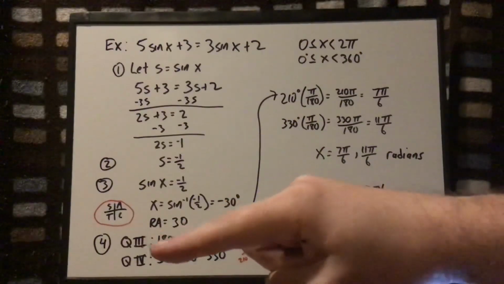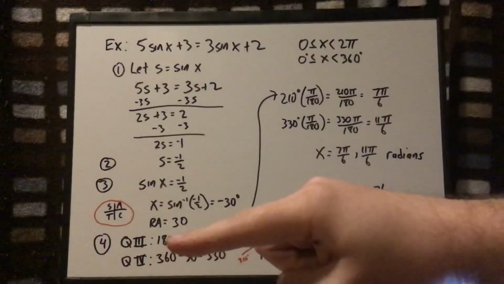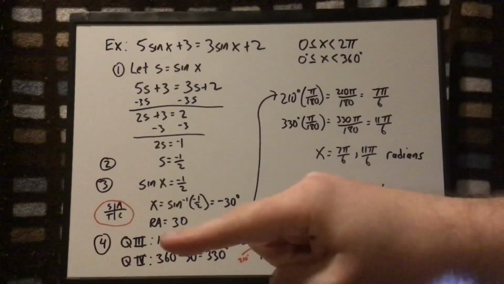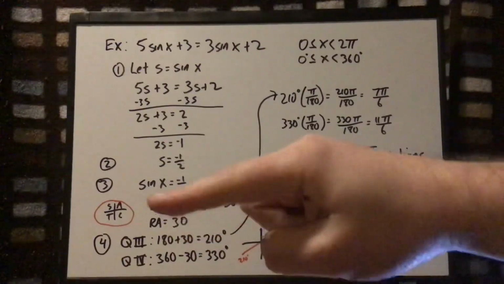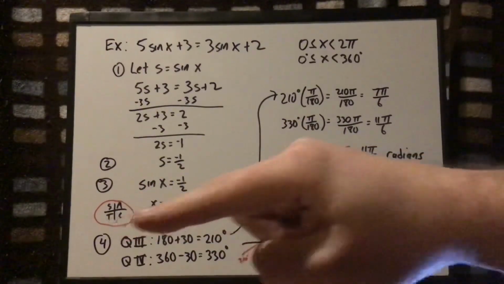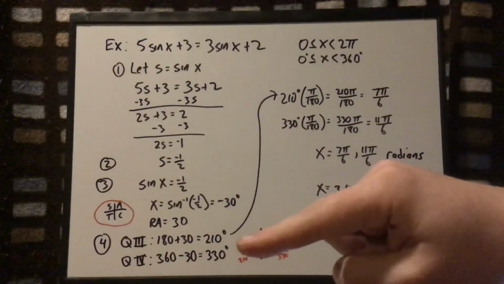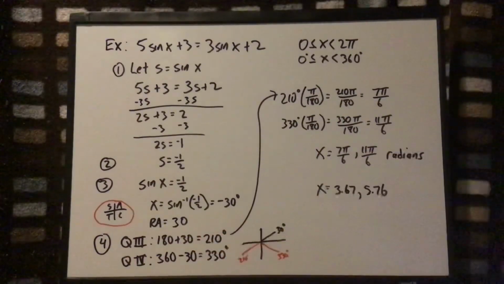My quadrant 3 angle is going to be 180 plus the 30. I need to go 30 degrees more into that quadrant. So I'm going to start at 180 and then inch in 30 degrees up. I'm pointing at the wrong picture over here. So there's 180, go in 30 degrees. So 180 plus 30 gives me 210. That's one of my solutions.